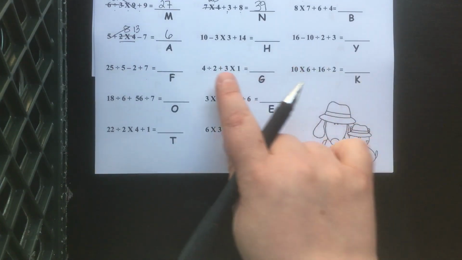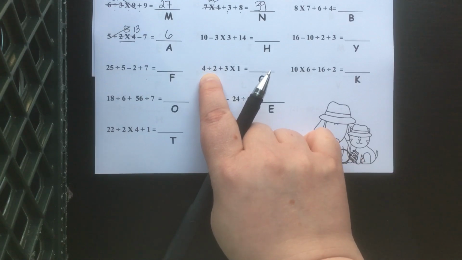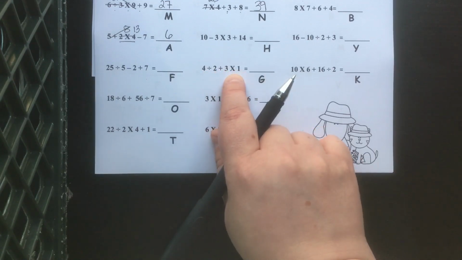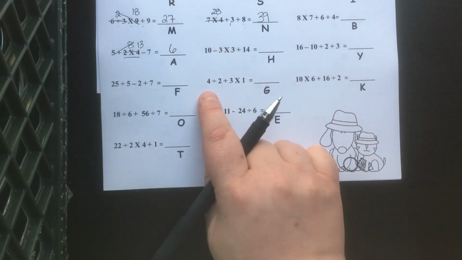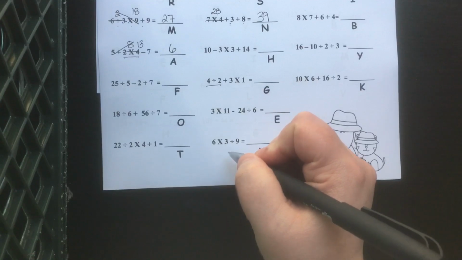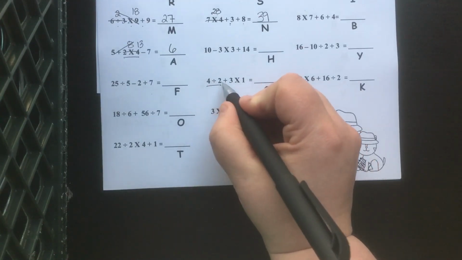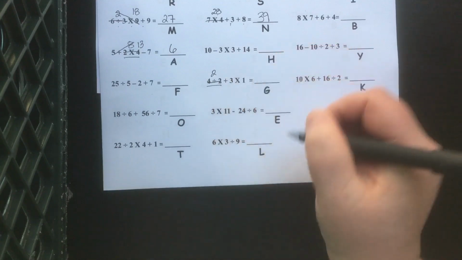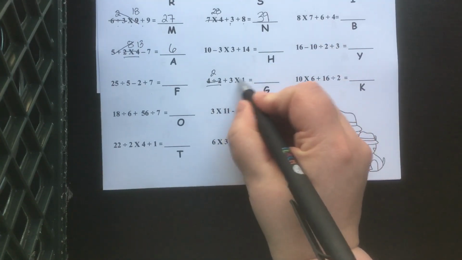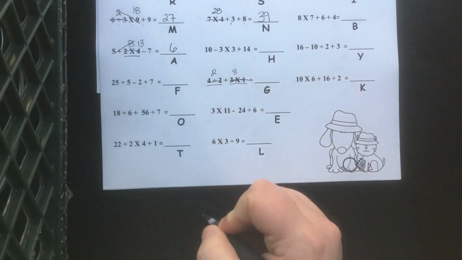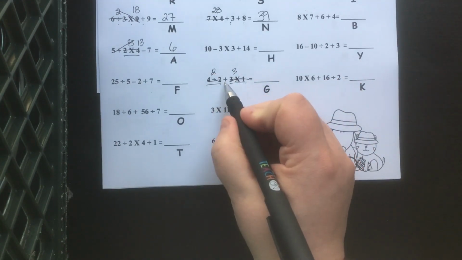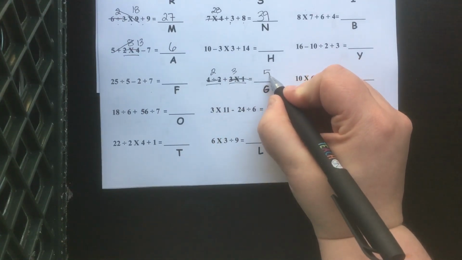Okay, so let's do G. You have a division, an addition, and a multiplication problem. Okay, we do the multiplication and division first, whichever one comes first. So we have division and multiplication, whichever one is farther on the left. So we're going to do this one first. It's farthest on the left. 4 divided by 2 is 2. We got to leave that one alone. We got multiplication to do first. 3 times 1 is 3. And now we can do the addition. 2 plus 3 is 5.